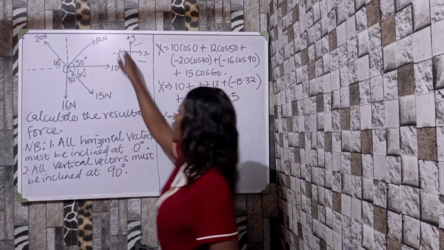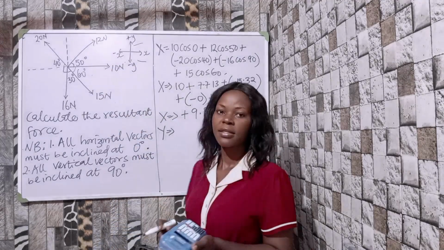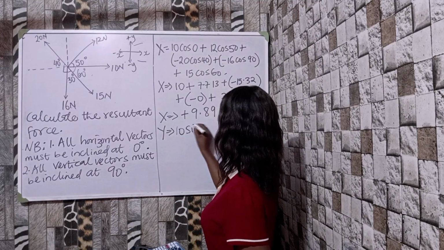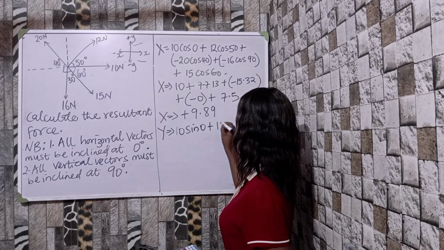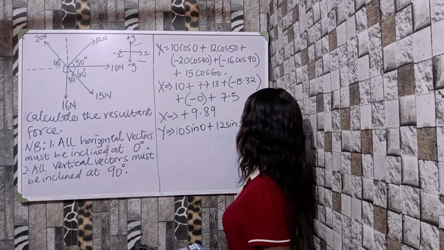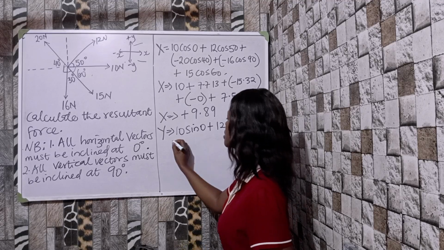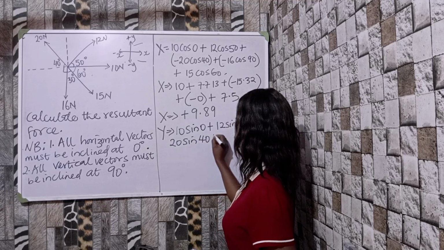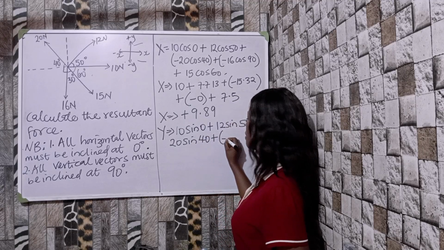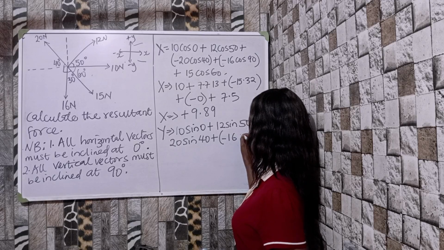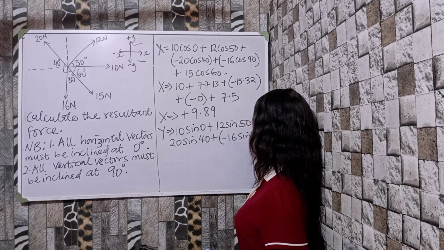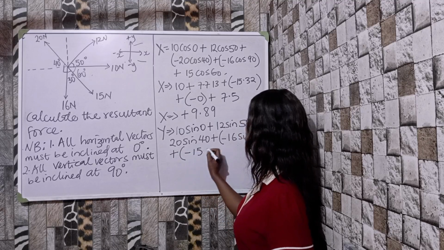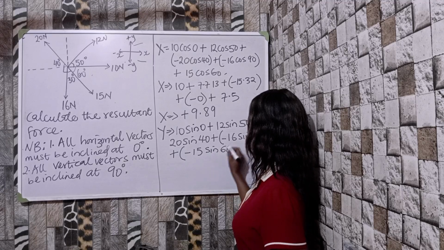We are starting with 10, then we'll go this way. And remember that vertical goes with sine. So I have 10 sine 0, plus 12 sine 50, plus 20 sine 40, plus bracket minus 16 sine 90, plus bracket minus 15 sine 60.